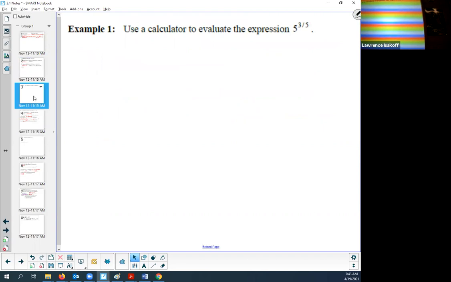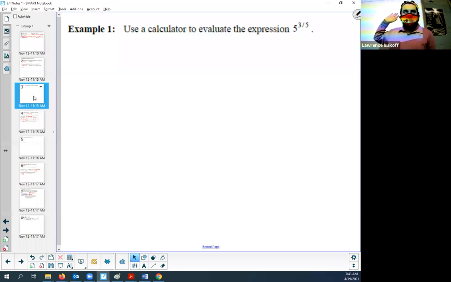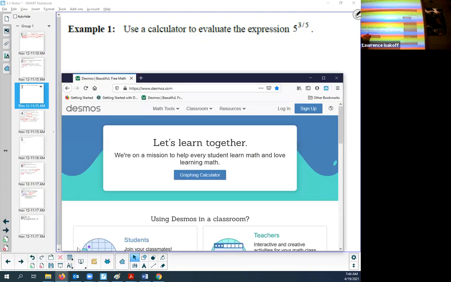Use a calculator to evaluate 5 to the 3/5 power. This is going to be incredibly difficult to calculate by hand. It is basically asking you to cube 5, which would be 125, but then you need to find the 5th root of 125, which is asking what number times itself 5 times will get us to 125. You're not figuring that out very easily without a calculator, so that's what we're going to do.